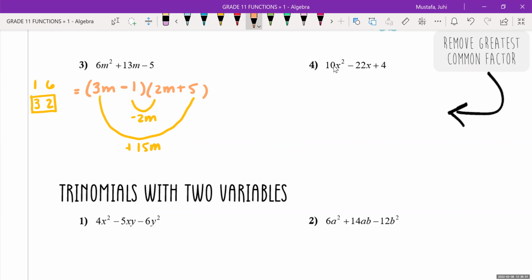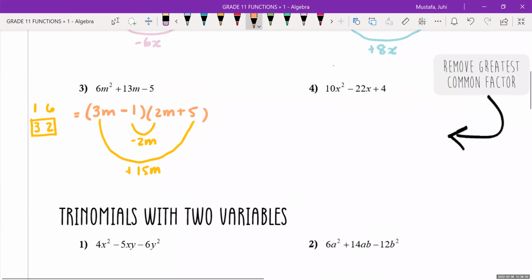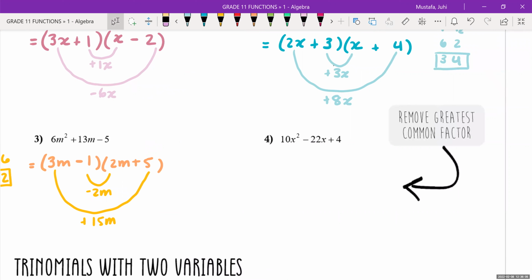I gave you a big hint for question number 4, and it is that we have to take out the greatest common factor. So if I hadn't told you that hint, always make a note to yourself. You're always taking out the greatest common factor when you start every single question. So the greatest common factor in this question is a 2.